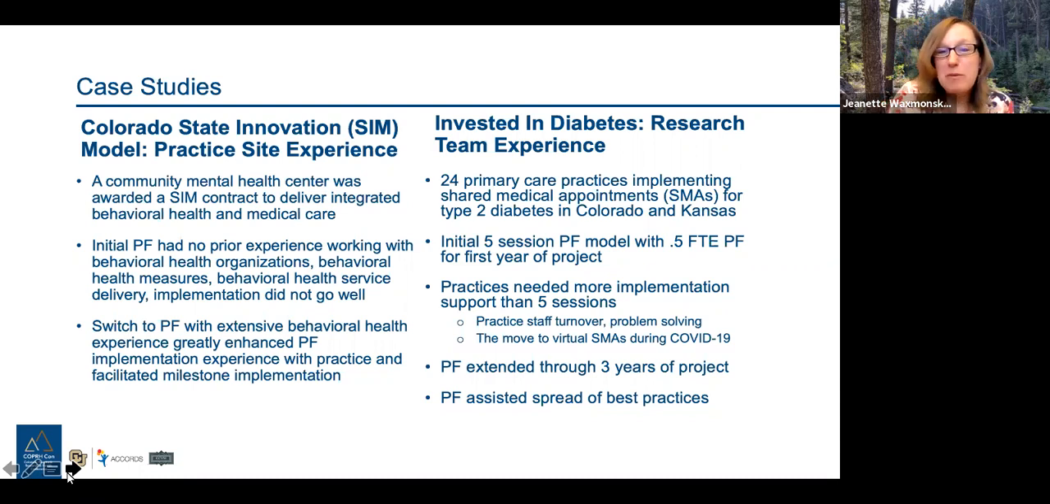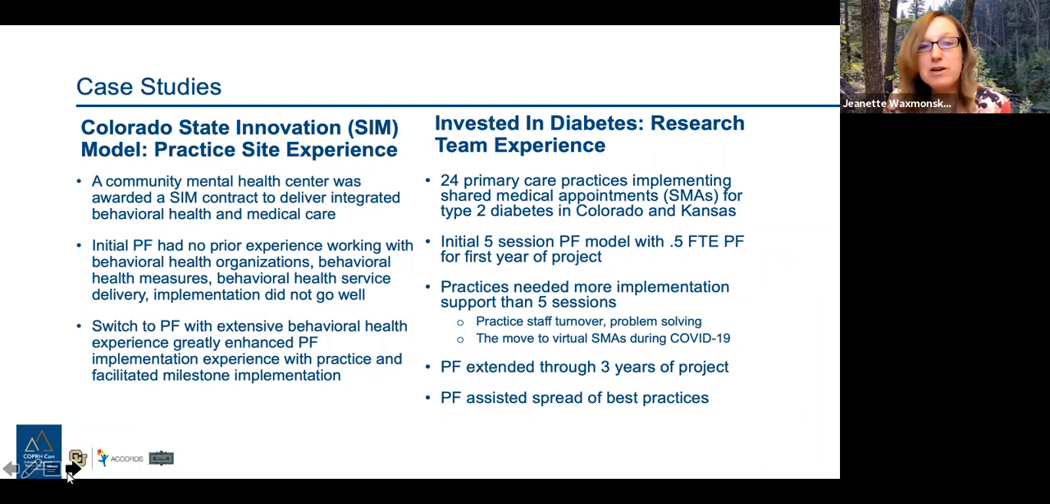My second example is the Invested in Diabetes study, where I'm a principal investigator on the study. When we started out, we thought, oh, we're going to implement this shared medical appointment for diabetes in 24 practices in Colorado and Kansas. We're going to just do a 5-session model of practice facilitation to get them up to speed, where we're going to figure out what the process mapping is, what the team looks like, how they're going to recruit, market, et cetera, for the study, with just a half-time practice facilitator for the first year of the project.